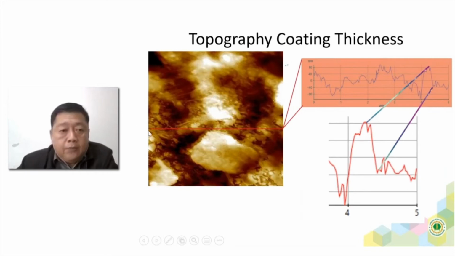If you draw a line across the image, you will be able to see a line profile like this. From the line profile, you can roughly estimate and calculate how thick your coating is. In this particular case, the coating is around 100 to 120 nanometers according to the scale on the left here.